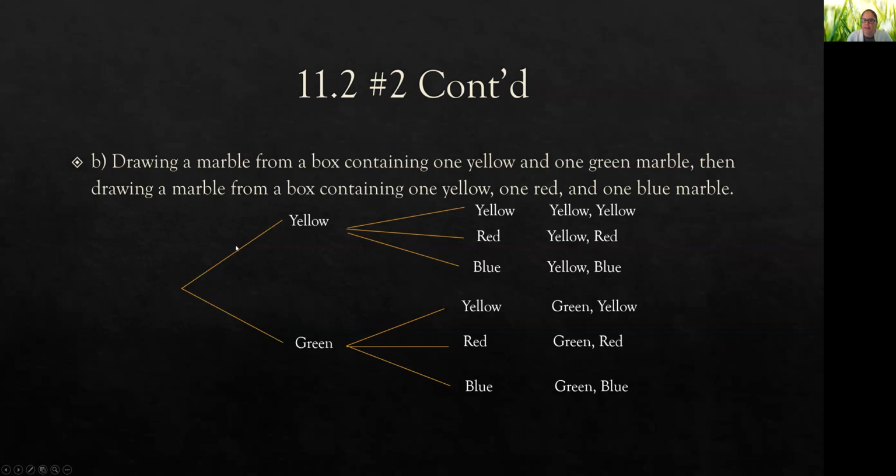So we have 6 different possibilities. We could either get a yellow and then a yellow, or a yellow and then a red, or a yellow and then a blue. Or if we drew out a green the first time, we could either draw a green and then a yellow, a green and then a red, or a green and then a blue.